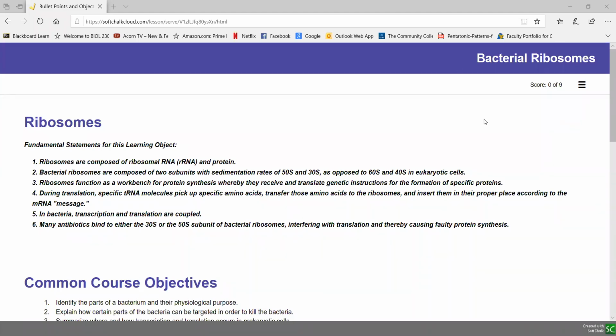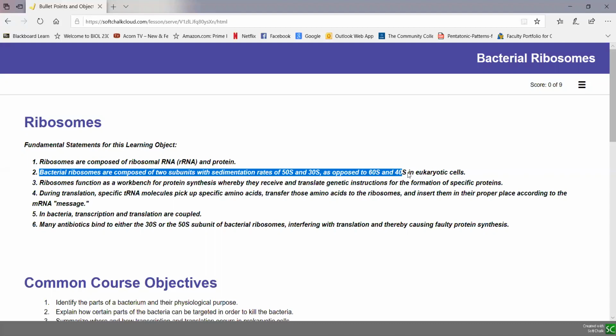Our fourth SoftChalk lesson in Unit 1, Lecture 4 deals with bacterial ribosomes. So let's look at our fundamental statements and detailed learning objectives for this SoftChalk lesson. Bullet points: ribosomes are composed of ribosomal RNA or rRNA and protein. Bacterial ribosomes are composed of two subunits with sedimentation rates of 50S and 30S, as opposed to the 60S and 40S ribosomal subunits found in eukaryotic cells.